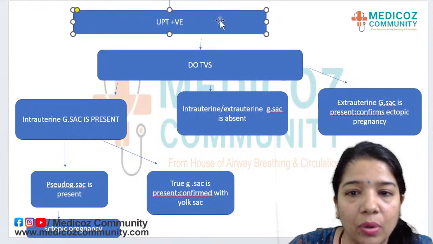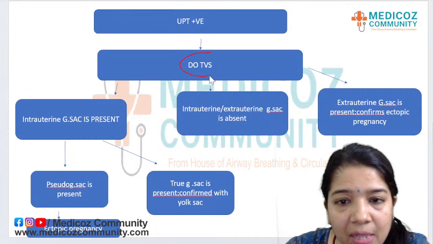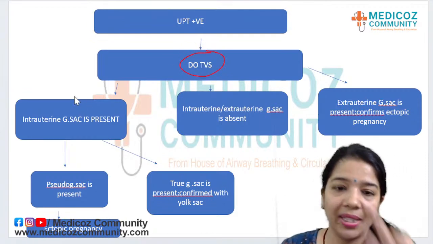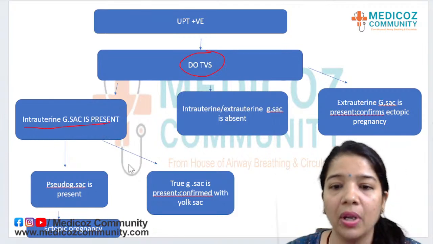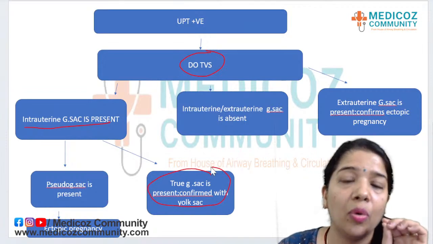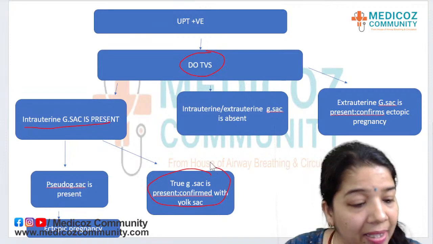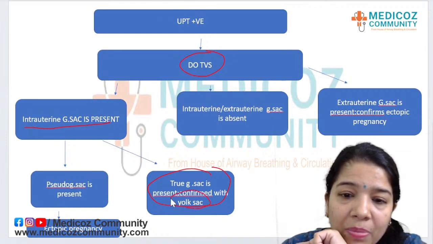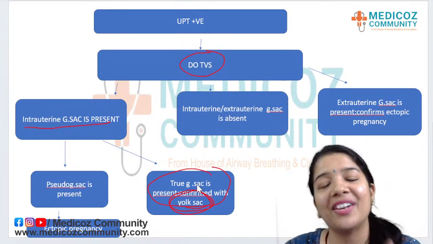See, UPT you have done, and the second step is always doing TVS. Okay. Now there can be 3 things. आपने स्कैन करा, 3 things हो सकते हैं. या तो आपको इंट्रा यूट्राइन ही जी सैक दिख गया, okay, that is good enough. That means a true gestational sac is there. But remember, only a gestational sac in the uterus does not confirm that it is an intrauterine pregnancy. Okay, remember. Yolk sac should be present. Yolk sac जब तक present नहीं होगा, we don't confirm it as intrauterine pregnancy.